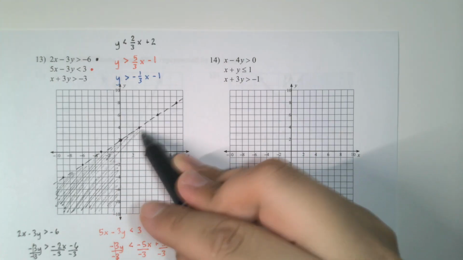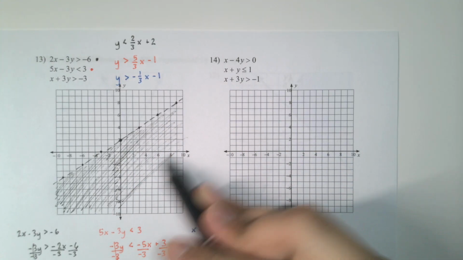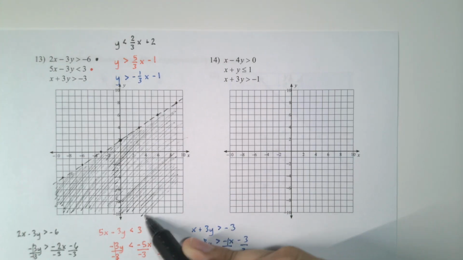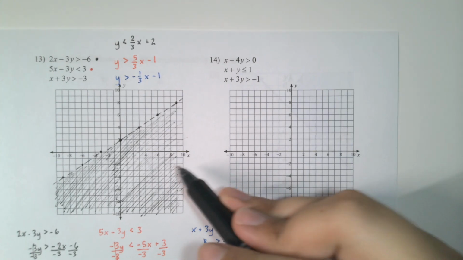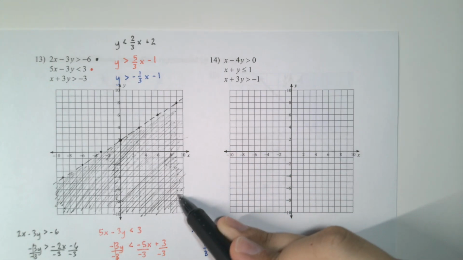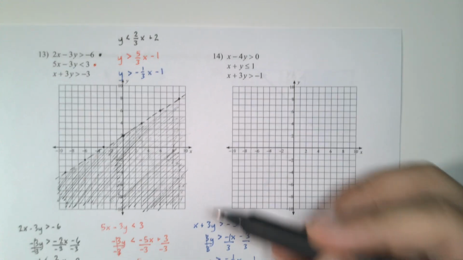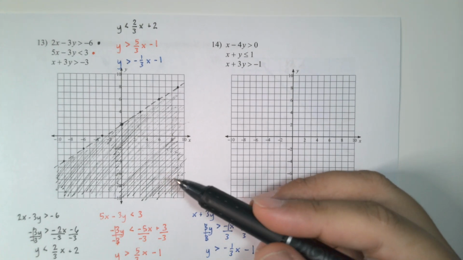And of course, I have to angle my pen just right so that it doesn't just fill up the whole graph with just black ink. No, it's very light because we have multiple things to shade here.